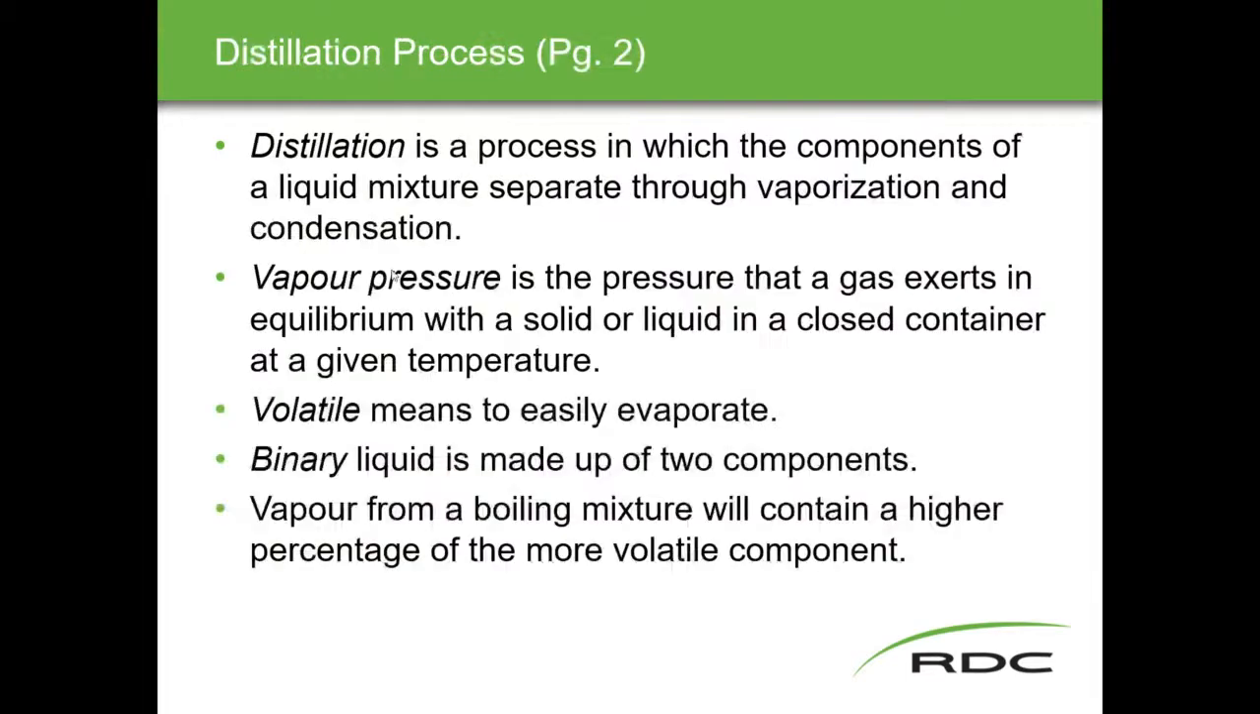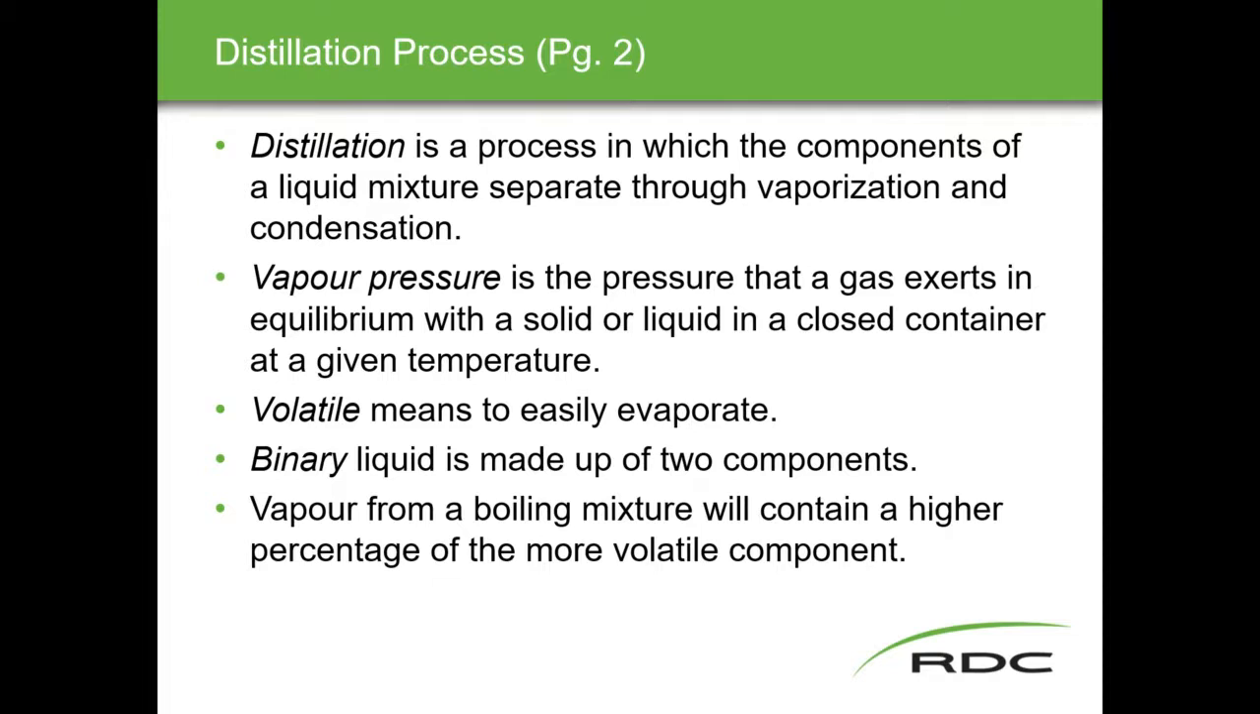All right, let's look at some terms here. Distillation, of course, we're gonna start out with defining that. The process in which components of a liquid mixture separate through vaporization and condensation. So we heat up a mixture of two liquids to a certain temperature. At that point, some of it vaporizes, starts rising up the distillation column, and then we condense it into a liquid. And by doing that, we separate the components.